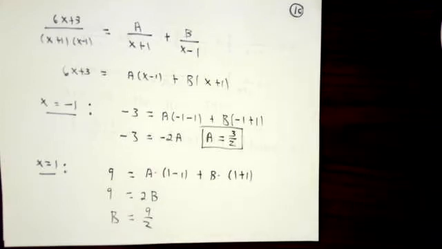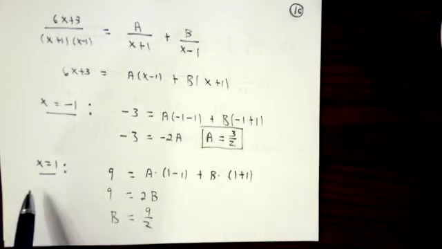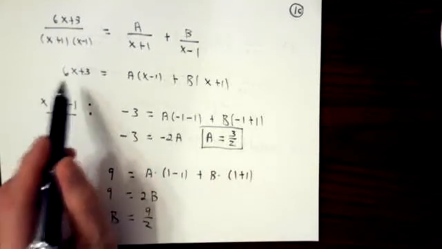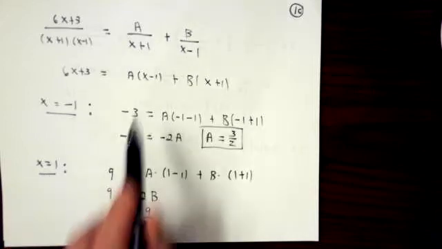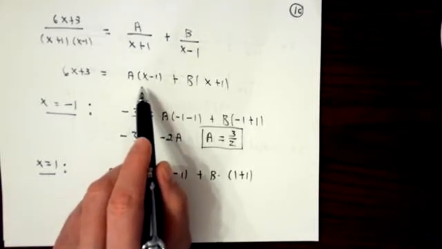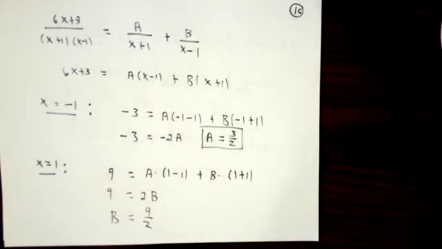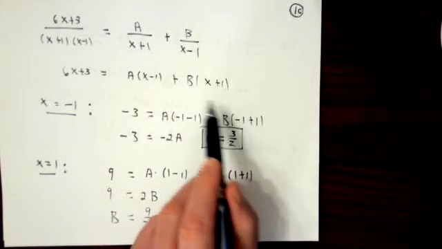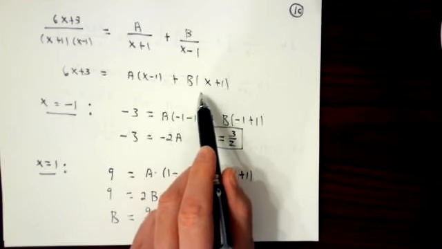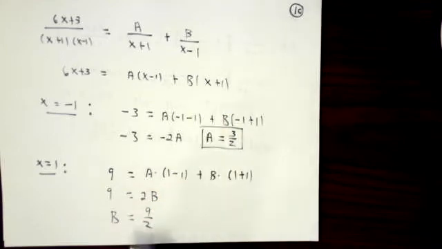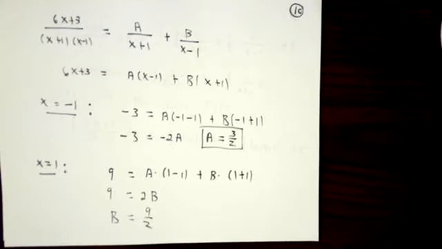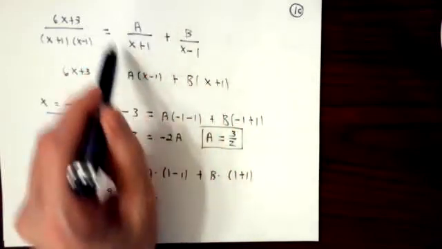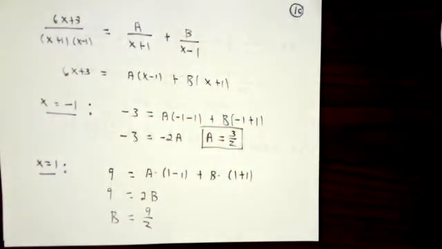The other number that I shouldn't mess with is x equals 1. Put that into this equation. 6 times 1 plus 3 is 9. If x is 1, this chunk is going to be a multiplied by 1 minus 1. So that's going to be a times 0. This piece is going to be b multiplied by 1 plus 1. That would be 2b. So we find out that 9 has to be 2 times b. b has to be 9/2. So we know the a and the b in this partial fraction expansion.